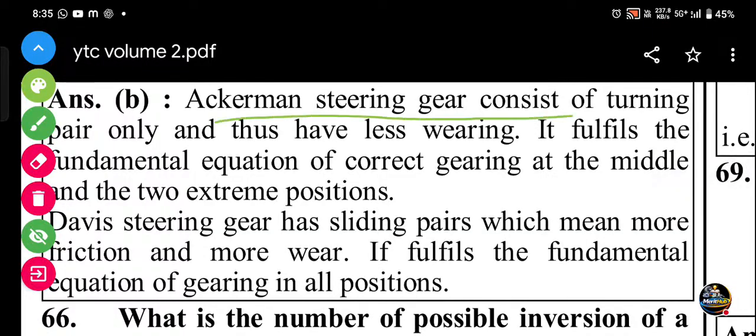The Ackerman steering gear consists of the turning pair only. Those have less wear. It fulfills the fundamental equation of correct gearing at the middle and the two extreme positions. The Davis steering gear has sliding pairs, which means more friction and more wear. It fulfills the fundamental equation of gearing in all positions.